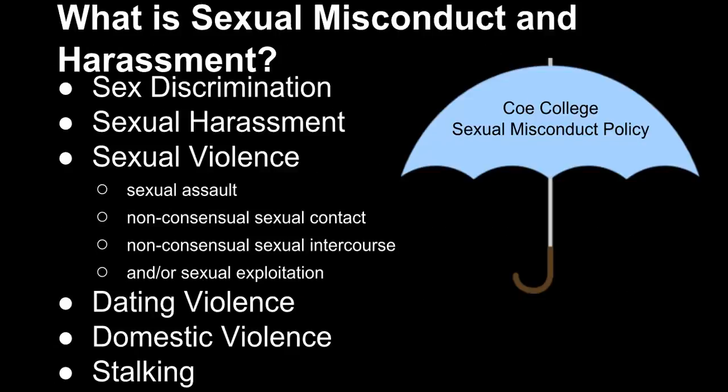So what is sexual misconduct and harassment? It is an umbrella term for sex discrimination, harassment, sexual violence, which includes sexual assault, non-consensual sexual contact, non-consensual sexual intercourse, and/or sexual exploitation, dating violence, domestic violence, and stalking. So it's a pretty big umbrella. And these are recommendations that are coming from Title IX and VAWA.